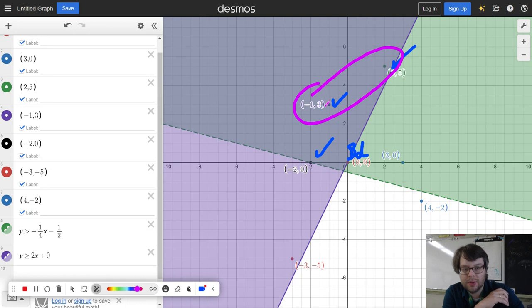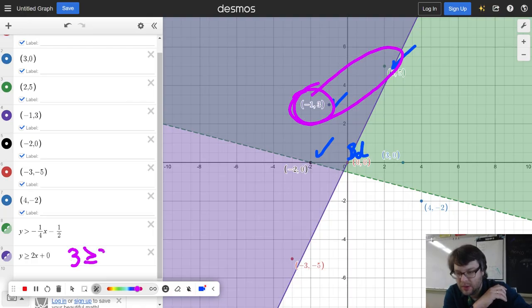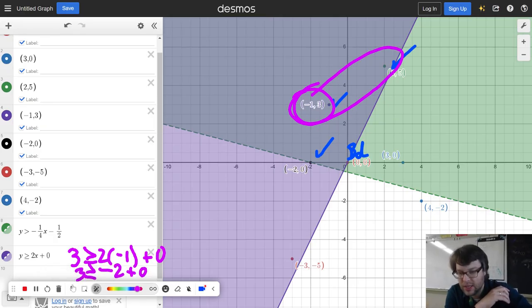Like for example, I will do -1 and 3. If I check, is 3 bigger than or equal to 2 times -1 plus 0? That is true. -2 plus 0 is smaller than 3. 3 is bigger than that. That's why it's a solution.